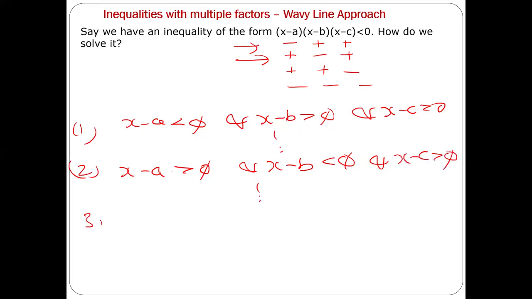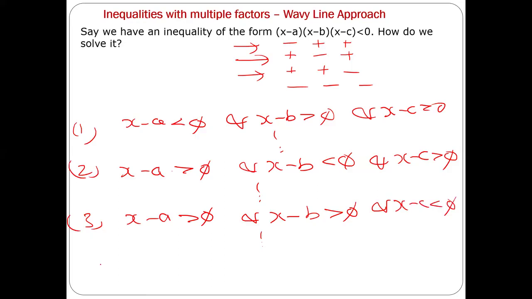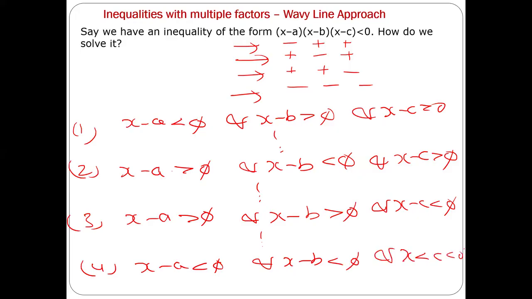Solve it. Case 3 would be this. X minus a is positive and x minus b is positive and x minus c is negative. Solve it. Case 4, x minus a is negative and x minus b is negative and x minus c is again negative. Solve it and then combine. Notice this is obviously extremely tedious, right?